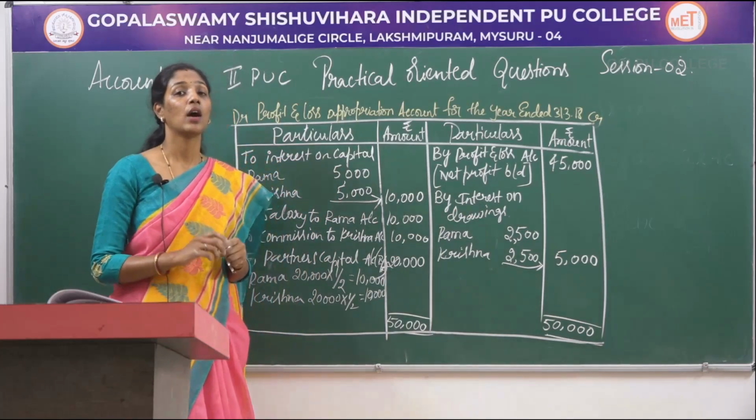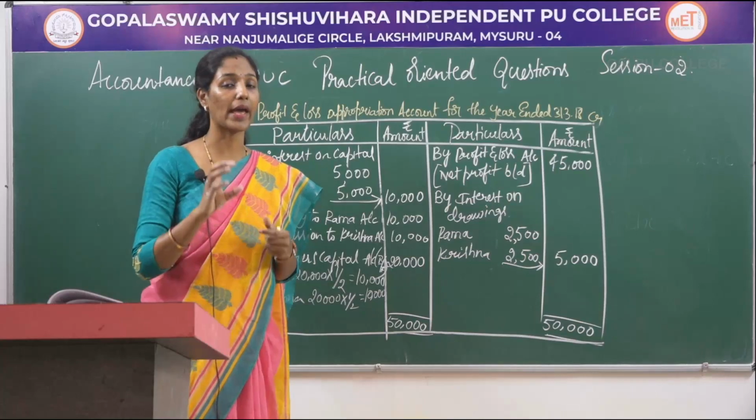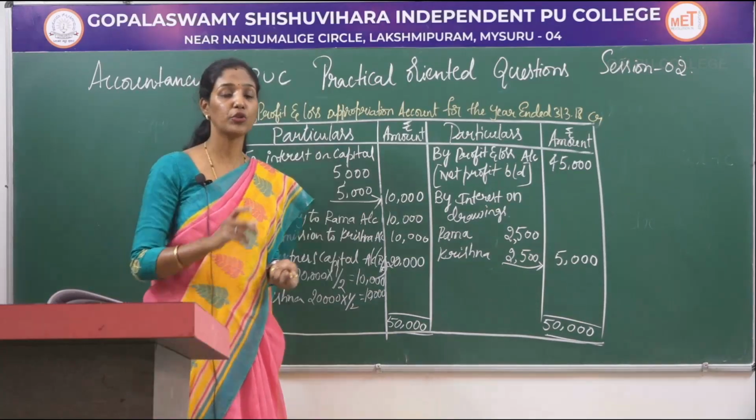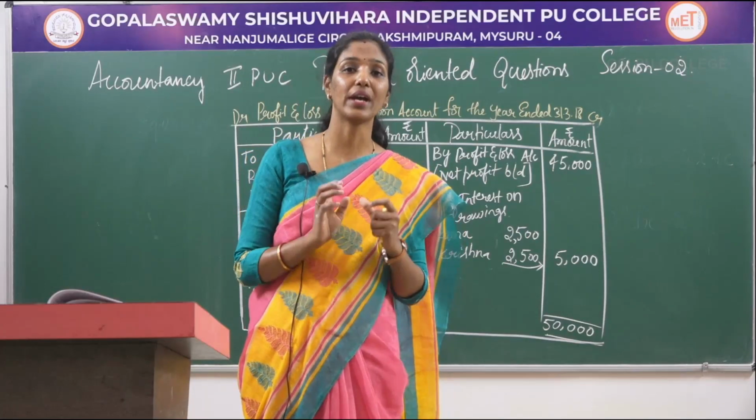In your mind you can write any figure, you can enter any figure according to your wish, but you have to write the adjustment relating to the profit and loss appropriation account correctly.